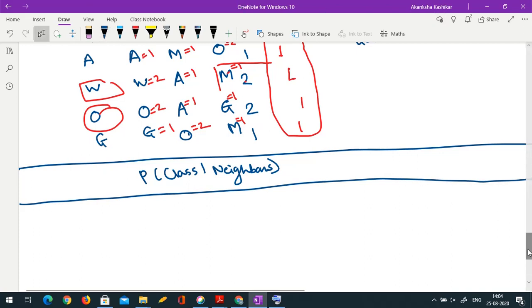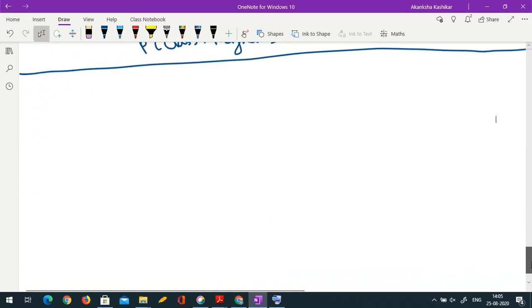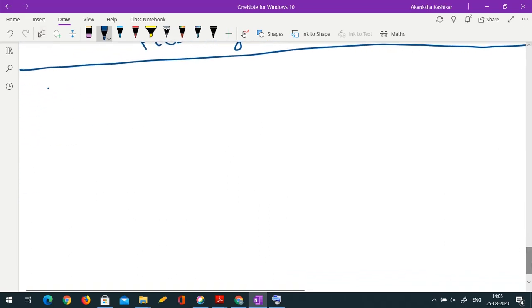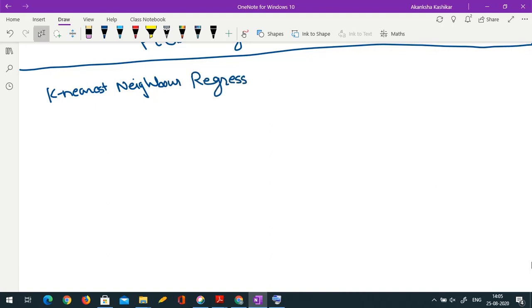Now let me describe similarly how k-nearest neighbor regression would work. So k-nearest neighbor regression. In classification we went for a majority class. Only that thing has to change. Everything else will remain the same. So what I'll do first is locate k nearest neighbors of the observations.